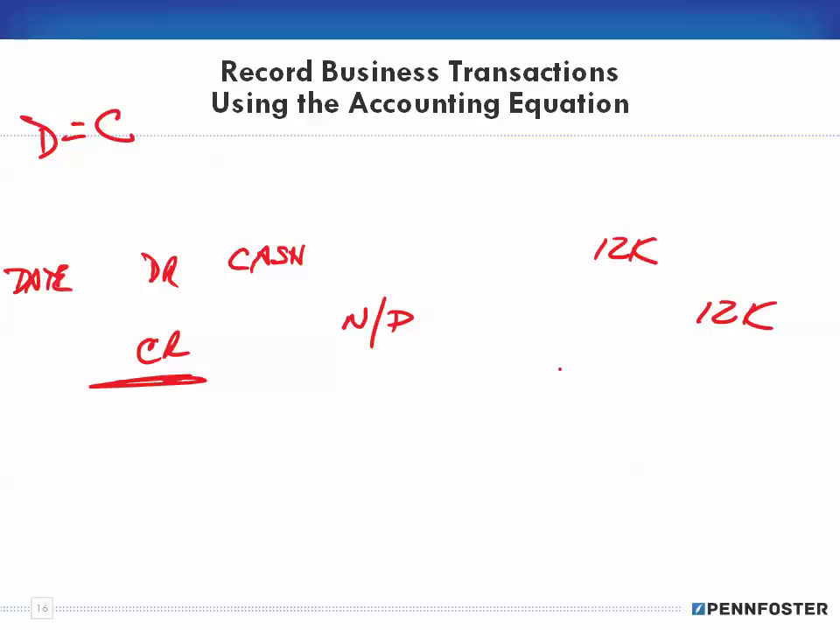Most students will see a transaction and try to start dealing with the notes payable first. A lot of times they're going to get it right, but there are times when they start with the last half of the transaction first and end up getting the transaction wrong. If you deal with what you know first, which is cash, then you can back into the other half of the transaction. Okay.